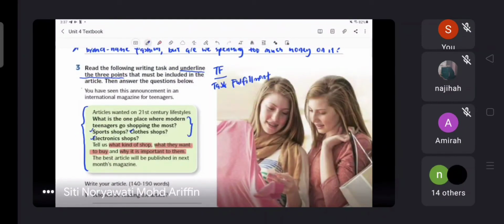The situation given to you, right? Okay, so this is the situation. Okay, soalan dia, what kind of shop? So out of these 3 shops, you have to choose first. Okay, contohnya if teenagers, modern teenagers would go shopping the most at yang mana? Sport shops ke, clothes shop ke, electronic? In your opinion, which one?